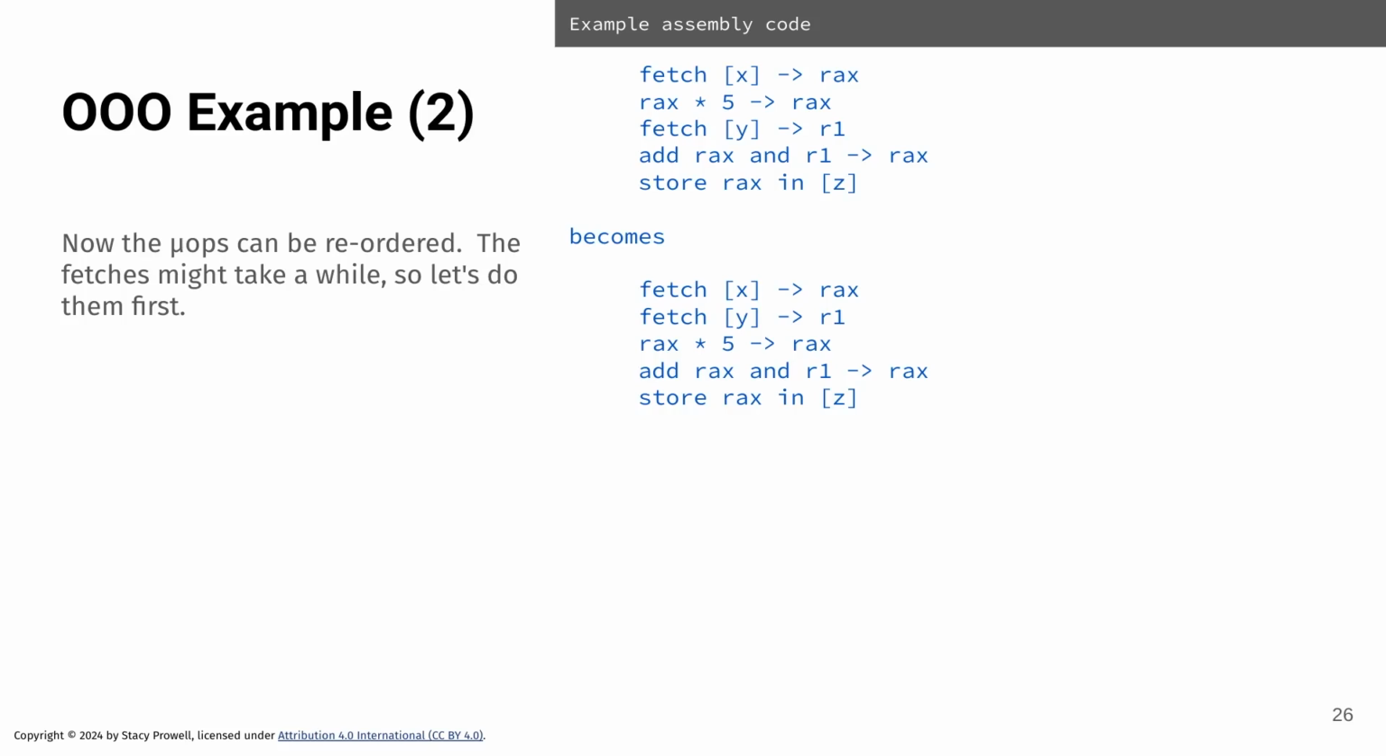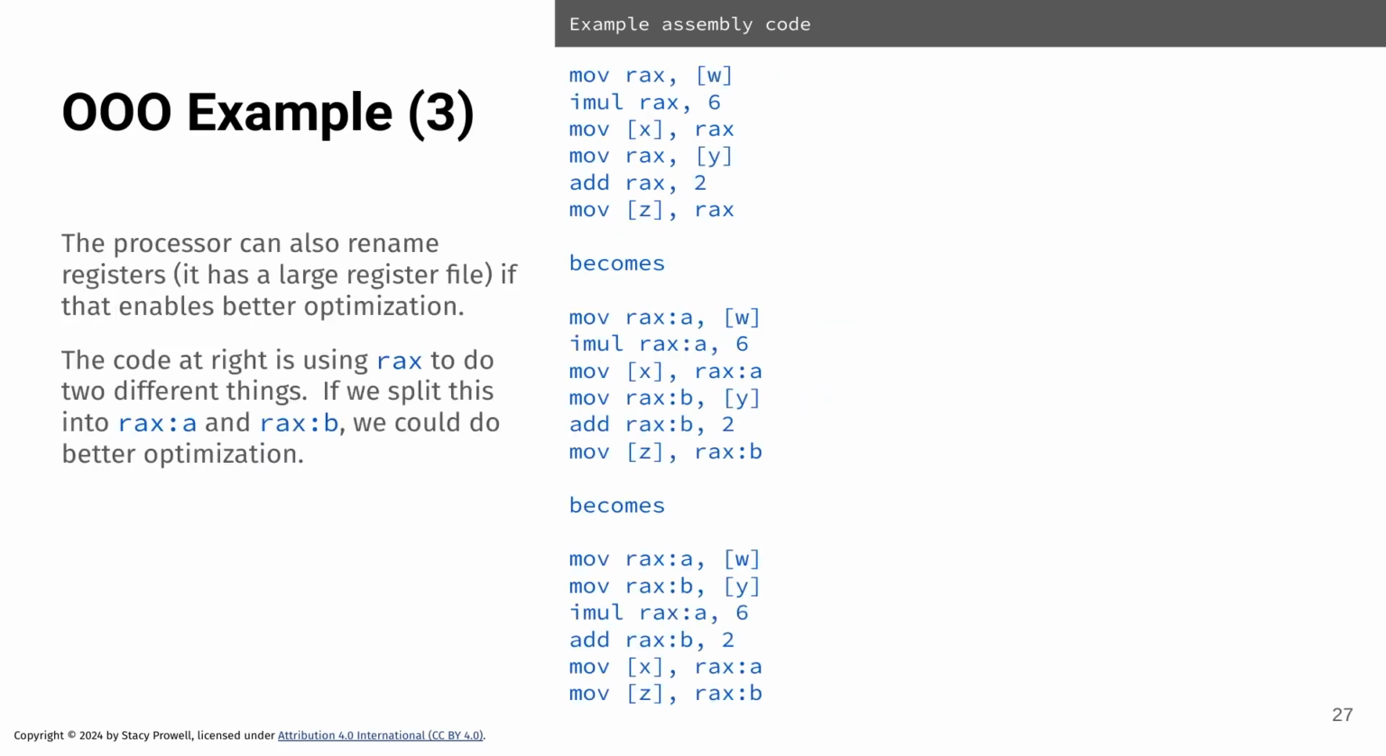Is that better than what we had above? Yeah, it is, because you can see the fetch has moved up, so we can go ahead and execute it, whereas in the one at the top, it's blocked, waiting for that multiplication to get done, which is waiting on the fetch to get done. Alright, so that's one way in which this can be done.